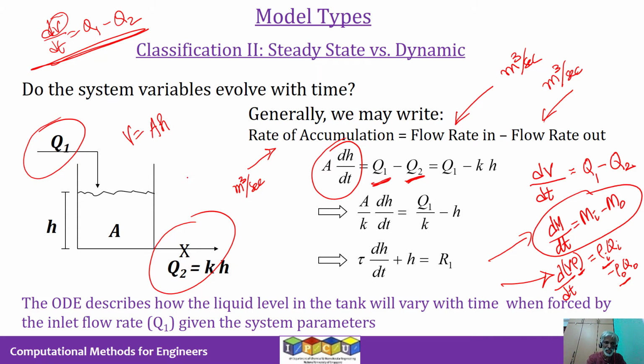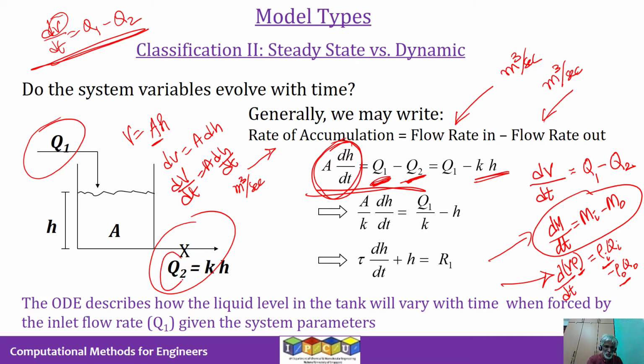So if V is equal to AH, then since A is constant, it doesn't change with the height, you can pull out A and write dV as A dH. And therefore, we get this equation: dV by dt is equal to Q1 minus Q2, which becomes A dH by dt. Because dV is A dH, dV by dt will be A times dH by dt. As simple as that. So the rate of change of volume in the vessel equals the inlet flow rate minus the outlet volumetric flow rate. And then this is what is called a constitutive relationship.